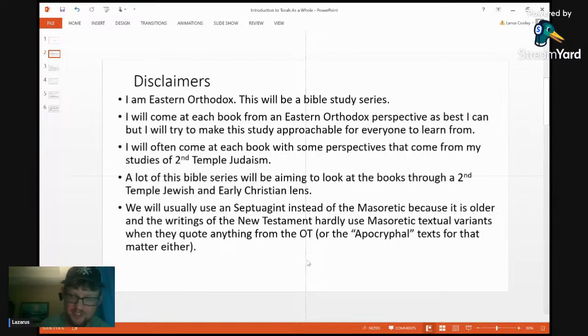So usually I'm going to go through the Septuagint, like a Septuagint variant of the text, because it's older and the writings in the New Testament hardly use the Masoretic textual variants when they quote anything from the Old Testament or the apocryphal text, quote unquote, for that matter either. So that's what I'm going to be using usually. We'll see what happens with that, but I'm going to be using that most of the time.